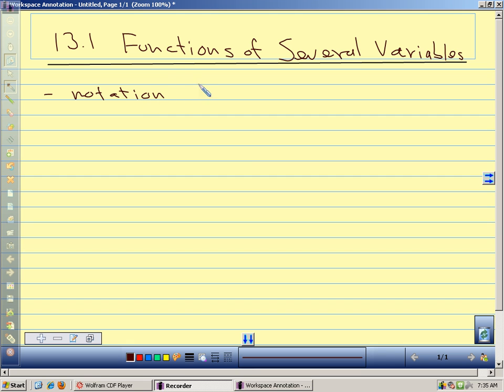We are going to say that z equals some function of x and y if we have a two-variable function, or we say w equals f of x, y, z if we have three variables, and so on if we have more than three variables. And some examples of multivariable functions that we're familiar with.